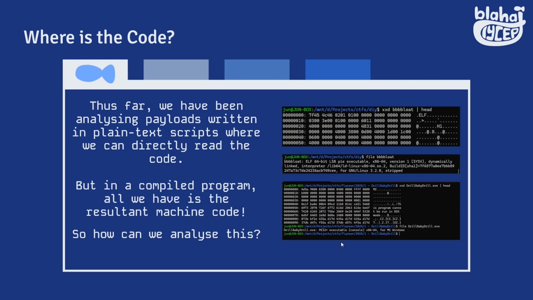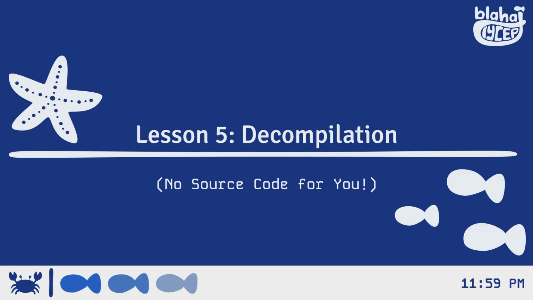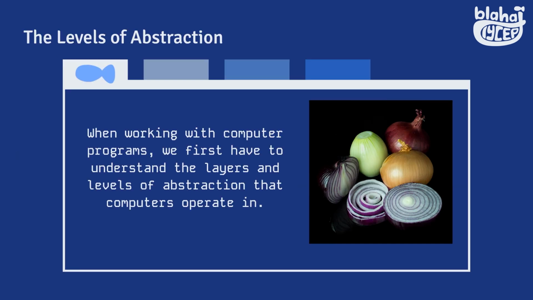But yeah, how can we analyze this? Because there's just no way that reverse engineers are just staring at raw bytes the whole time, right? So this is where we move on to decompilation. Decompilation requires us to first discuss levels of abstraction. Now, this lost a lot of people yesterday, so I'm gonna try and do the explanation slowly. And if anyone doesn't get it, I will try my best to re-explain it.